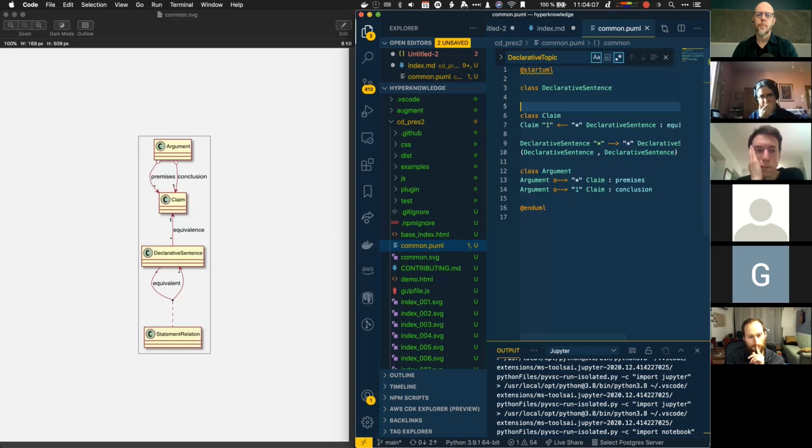Is it true that the claim doesn't exist without sentences? Can we have a claim without sentences? I would argue yes. Can we have a sentence without claims? I would argue no. Hence, the relationship. So I implemented it as composition right now.